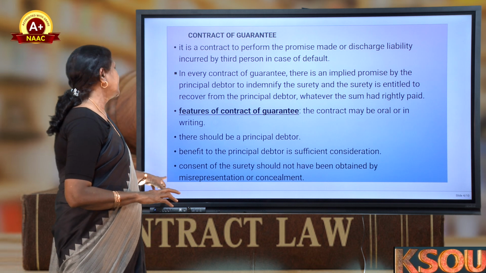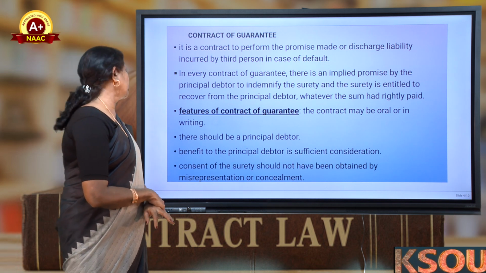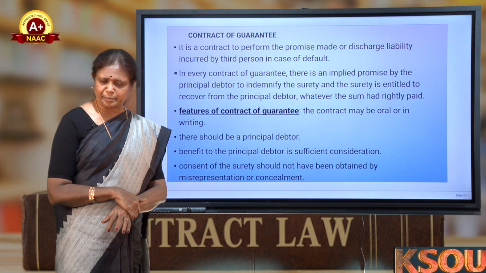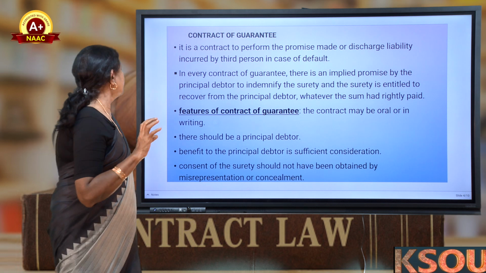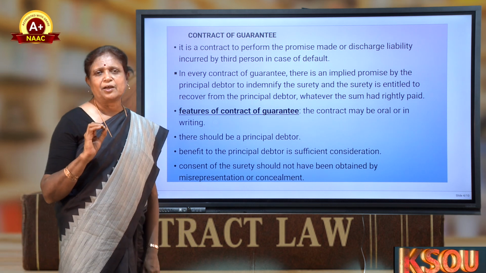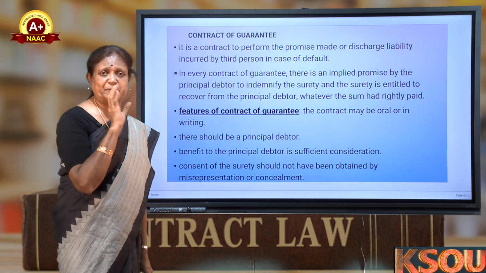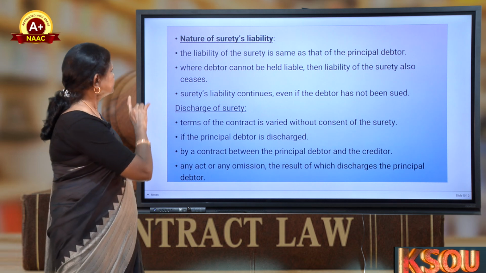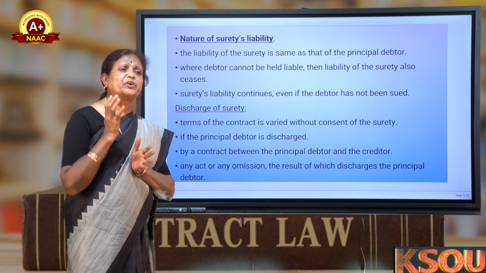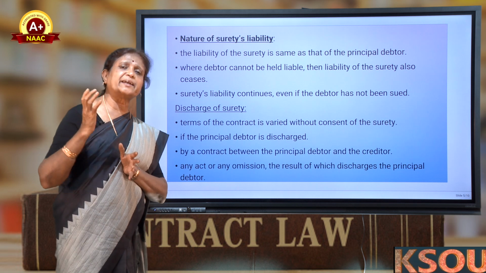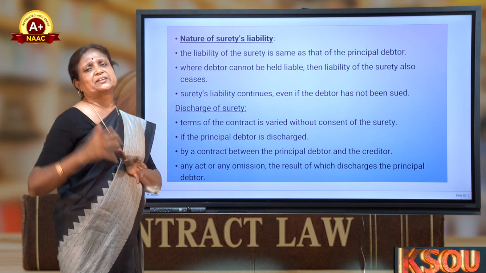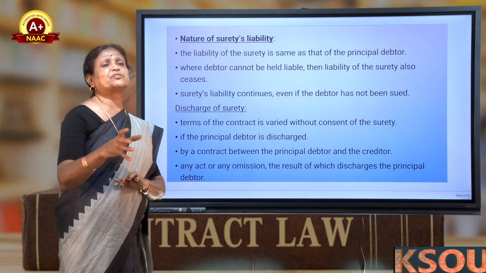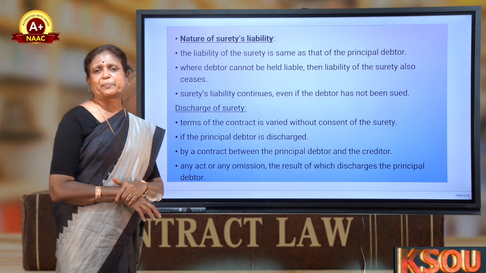principal debtor. And the consent of the surety should be obtained, not by misrepresentation or concealment. That means the consent of the surety must be obtained with free will. No coercion, fraud, or misrepresentation should be used on the surety to make him accept as a surety. So, without any advantage or gain, why does he stand as surety for the principal debtor? Because the liability of the surety is the same as that of the principal.